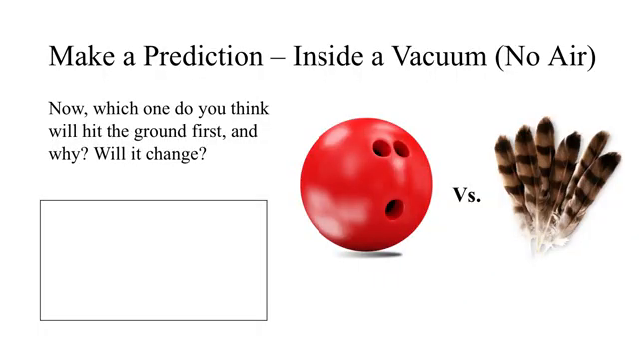We're going to watch another video clip, but this time the bowling ball and feathers will be released inside of a vacuum, meaning all of the air in that chamber will be removed before they're let go. How might this change your prediction for which object, if any, will hit the ground first? Take a moment, pause the video, and jot down your thoughts here before proceeding.